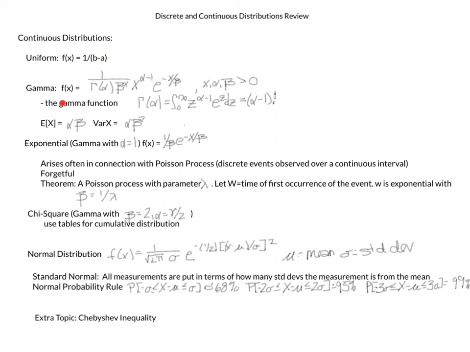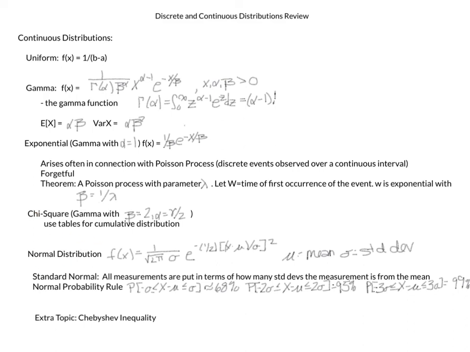We talked about the gamma function. In particular, we talked about the exponential gamma function. And this arises when we have a Poisson process, and now our random variable is going to measure the time of the first occurrence of the event. We didn't go through chi-square.